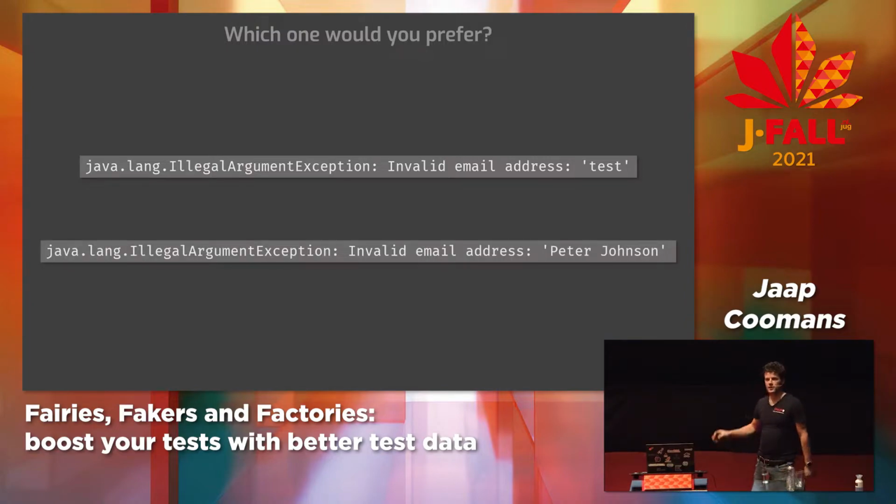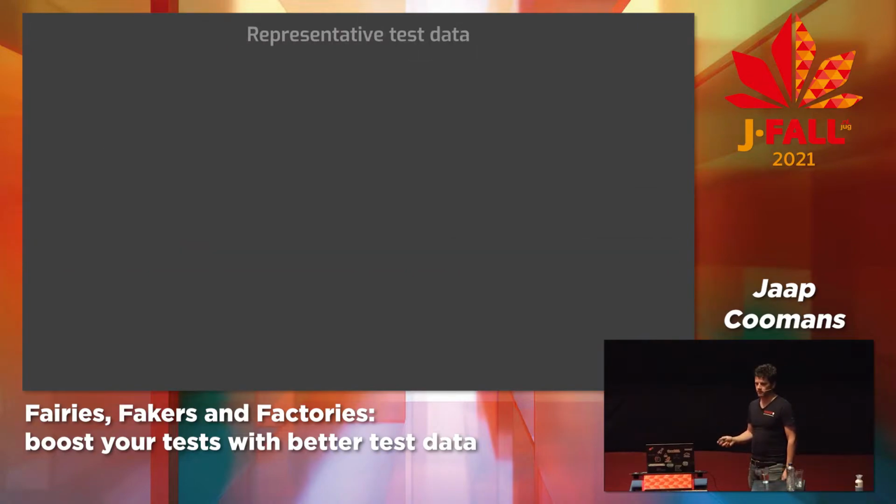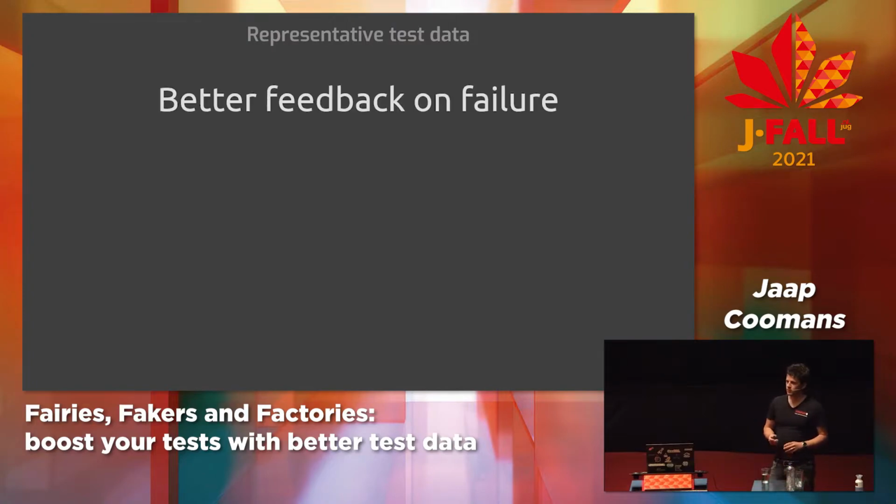But what if I would get this? Invalid email address, Peter Johnson. Hey, that seems an awful lot like a full name. This is probably a mix-up of fields. I immediately get a hunch what is wrong here. So, representative test data will give you better feedback on failure.